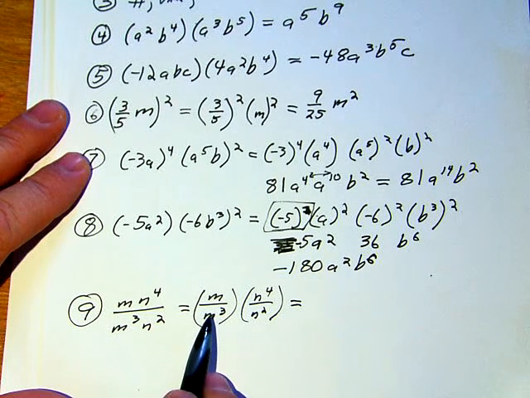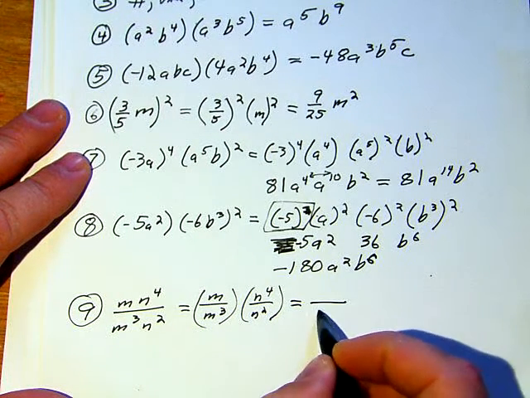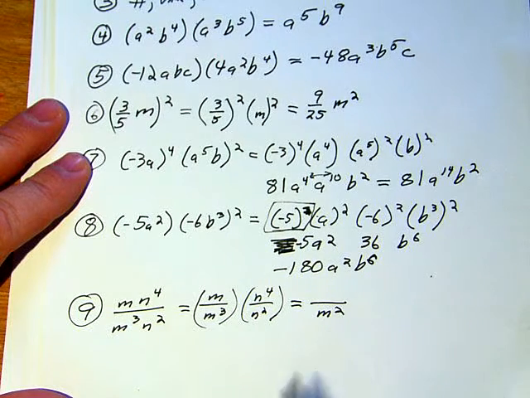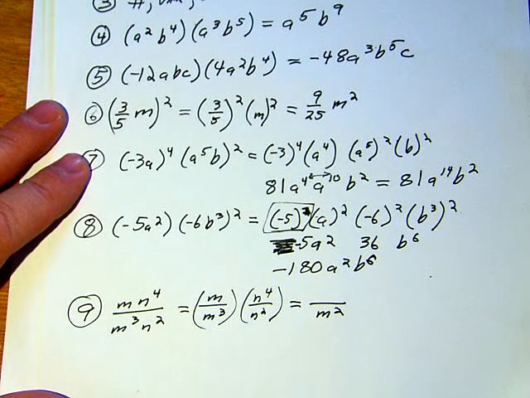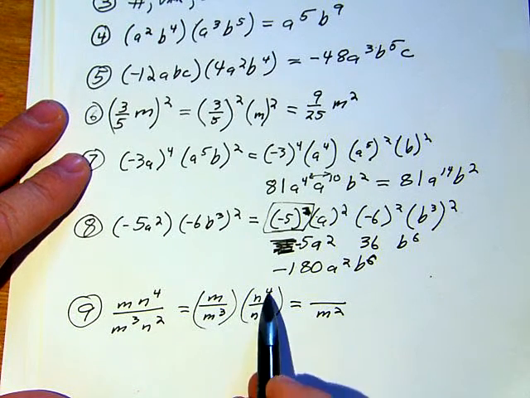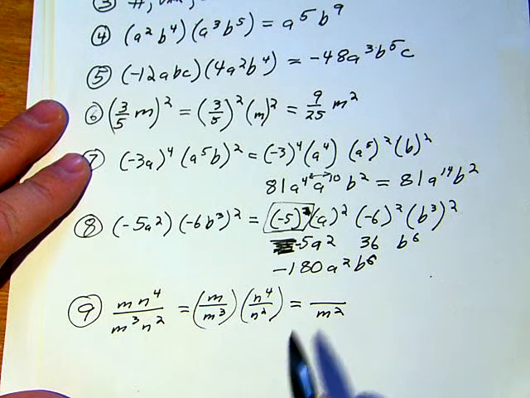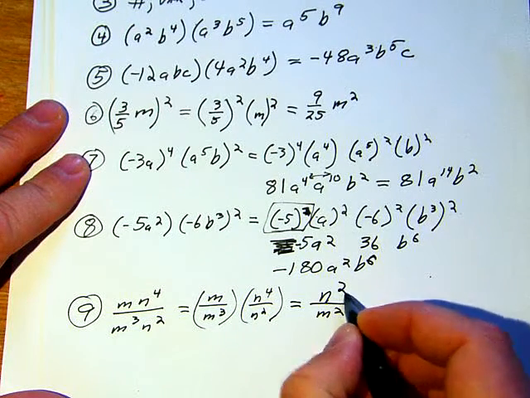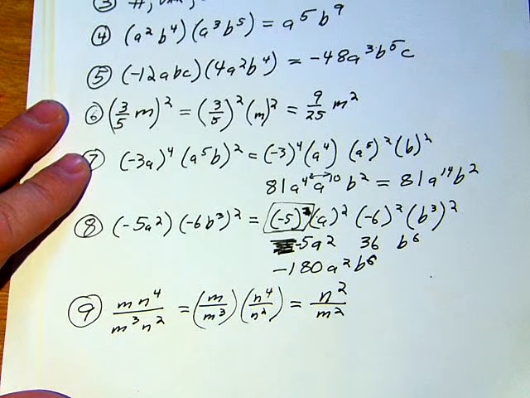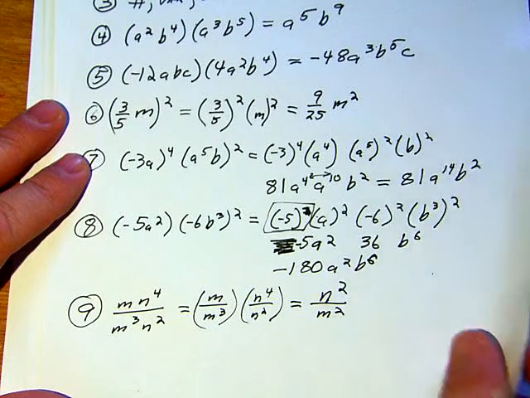And this first one, m over m, I can subtract the exponents, so I get m to the negative 2, which leaves it on the bottom of my fraction, m squared, on the bottom, because it's to the negative 2. And 4 minus 2 is positive 2, so n gets to be on the top. And there's my final answer. All right. Now let's try number 10.